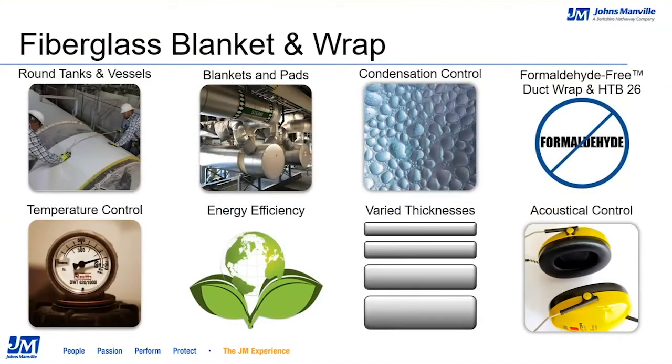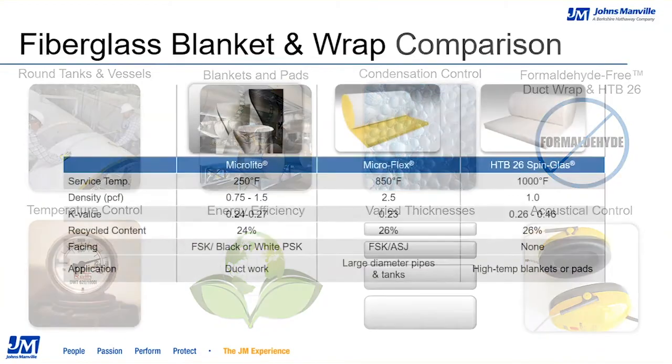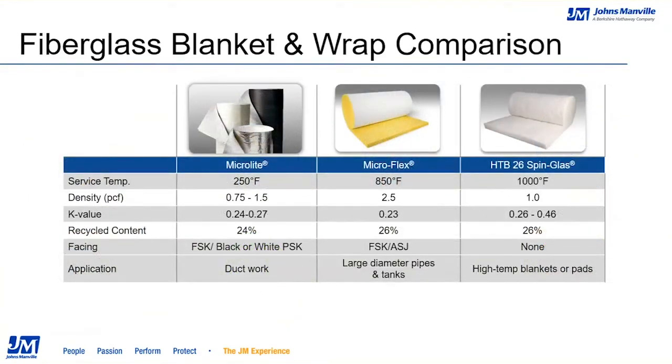You can see from this slide that these products can be used for tanks and vessels, as well as for blankets or pads for steam lines, or for industrial applications. Like other insulation products, fiberglass blankets and wrap help with temperature control, energy efficiency, and provide acoustical benefits. These products also help provide condensation control and are available in a variety of thicknesses. Microlite duct wrap and HTB26 spin glass are formaldehyde-free products. Here we have a comparison slide for fiberglass blanket and wrap.